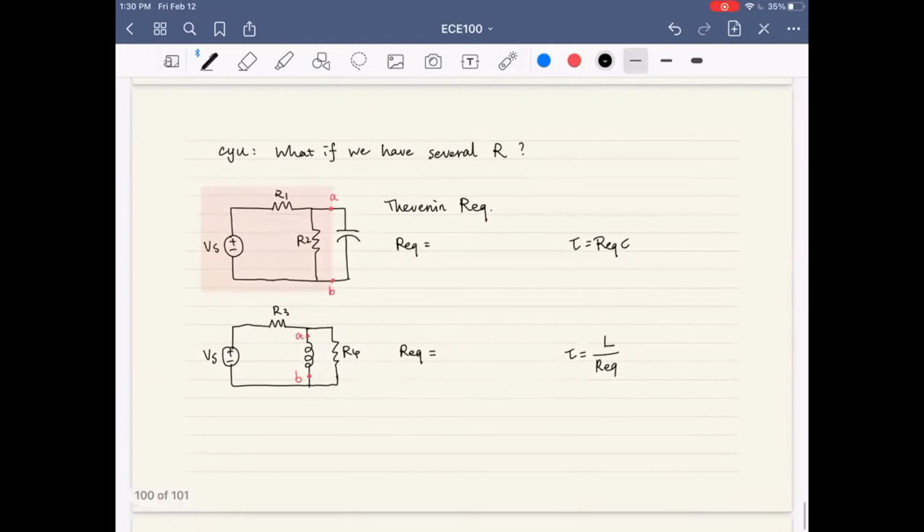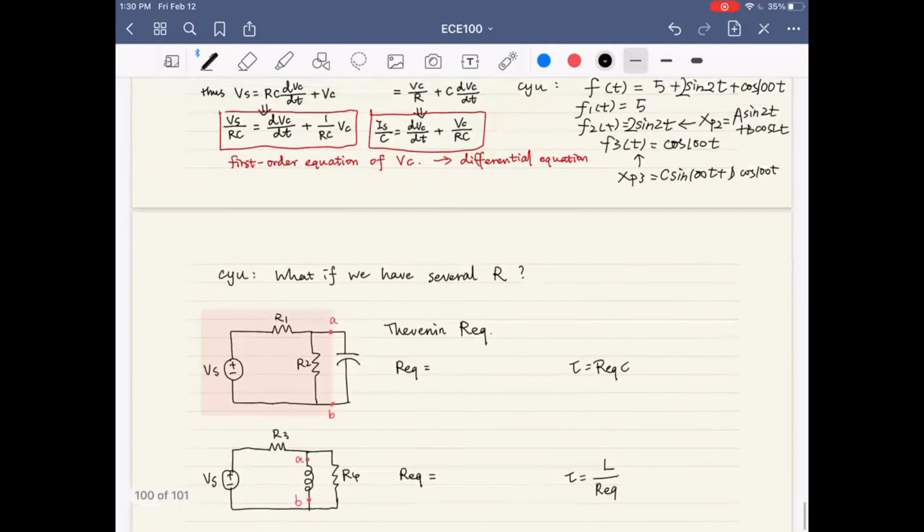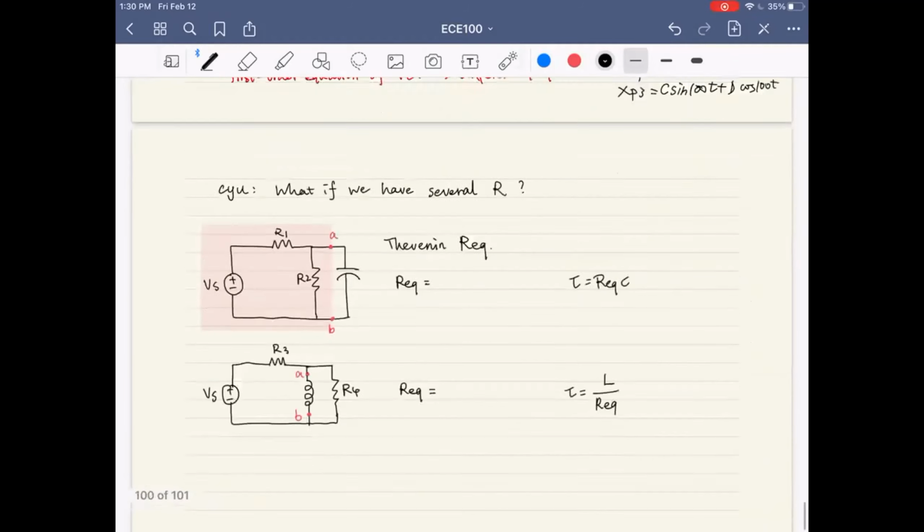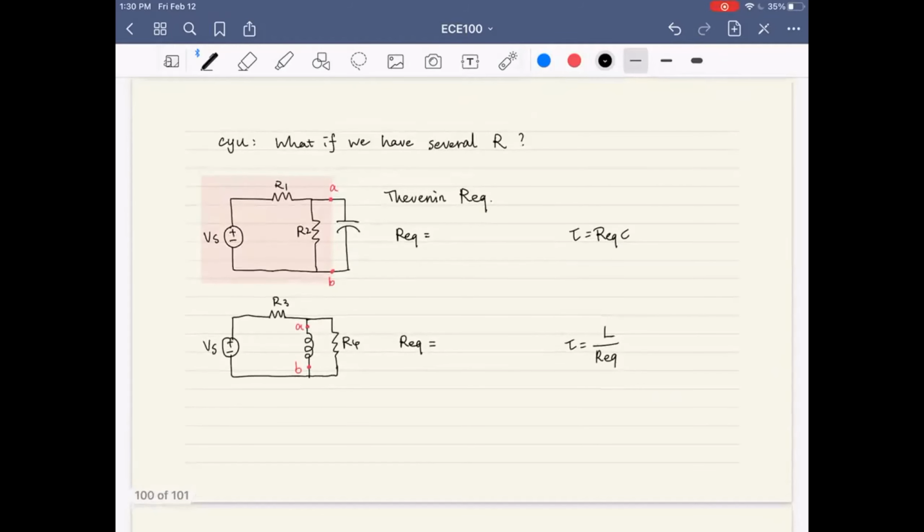Okay, let's go to the last question. Check your understanding. The circuit we discussed before only had one resistance, right? What if we have several resistances? What should be the tau? We know that tau is RC for capacitance and L over R for inductance. So what should we do if we have several resistances? Feel free to unmute. Thevenin resistance.